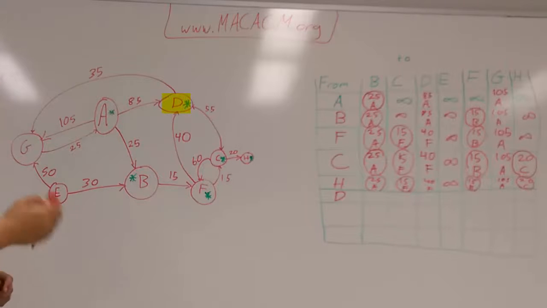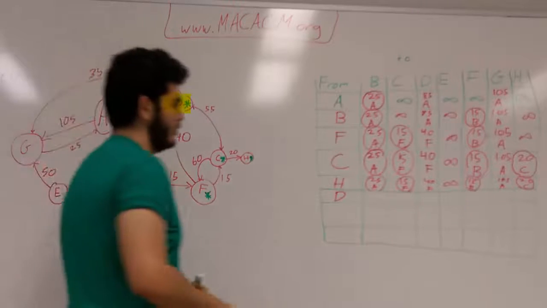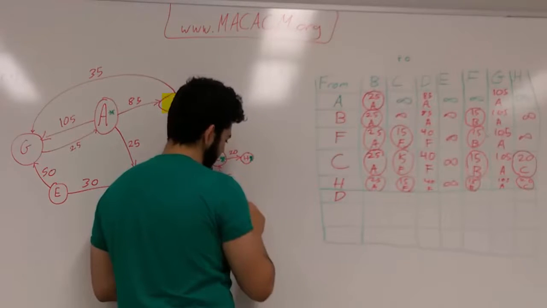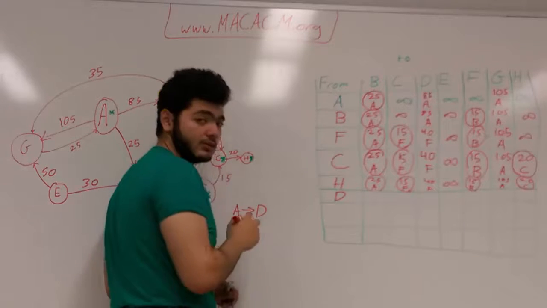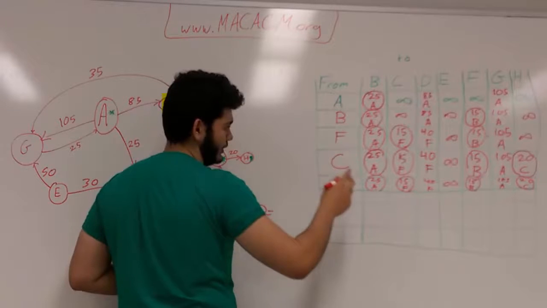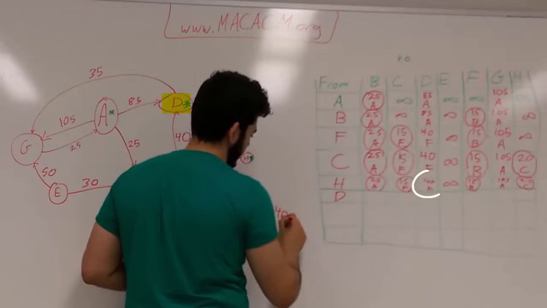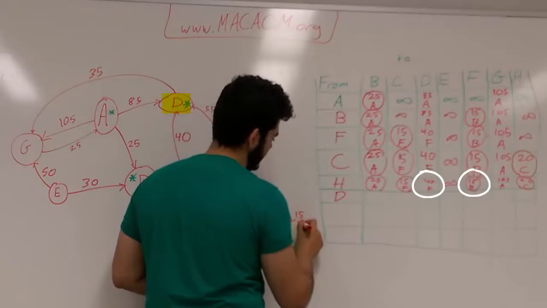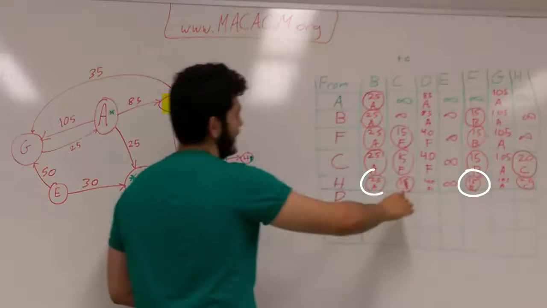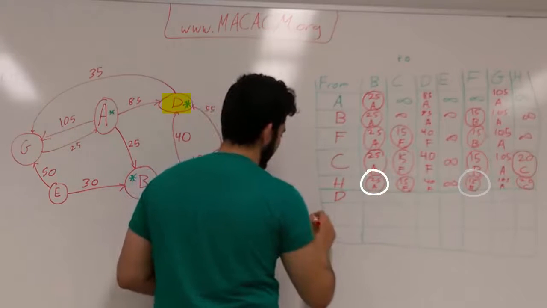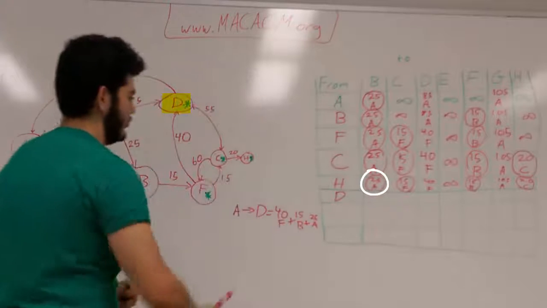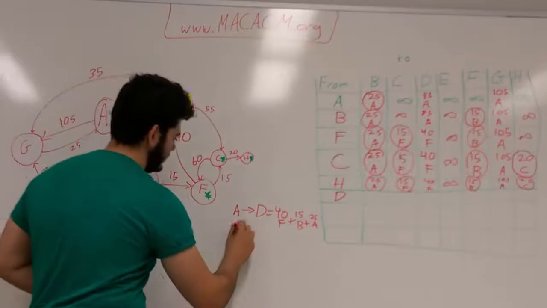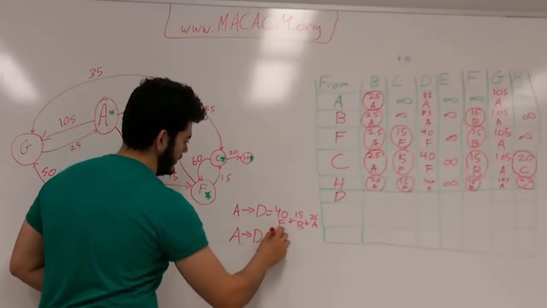But what is the lowest cost to actually get to D? Remember, we can get to D with 40 from F. So to get from A to D, it would cost me 40 from F. And to get to F, that would cost me 15 from B. However, to get to B, that would cost me 25 from A. So 40 plus 15 plus 25, that is basically 80. So A to D would cost me 80.